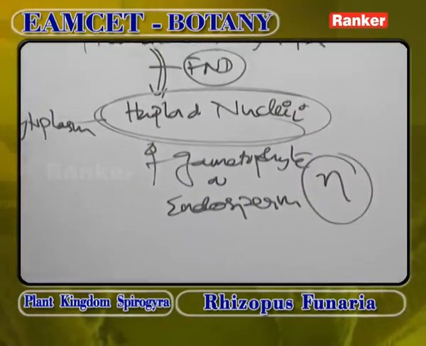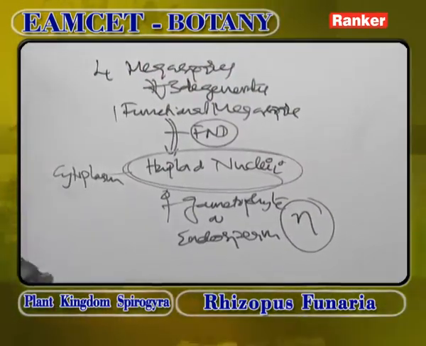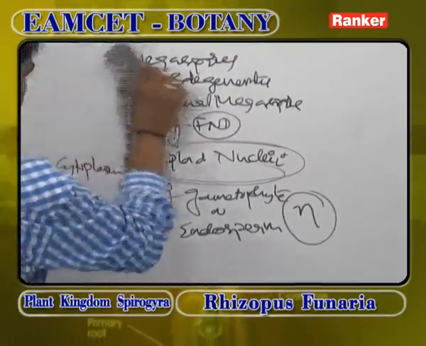Of the 4 megaspores, 3 disintegrate. One is functional, which undergoes free nuclear divisions. Many haploid nuclei are formed. All the haploid nuclei later get surrounded by cytoplasm to form a special tissue called female gametophyte or endosperm. So the endosperm of gymnosperms is haploid.